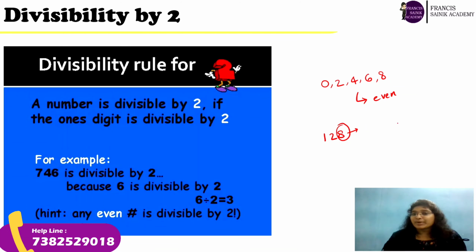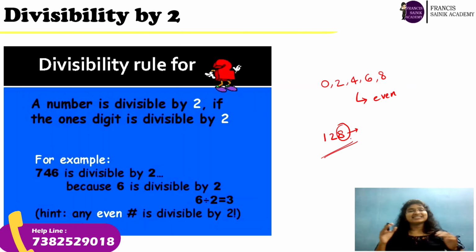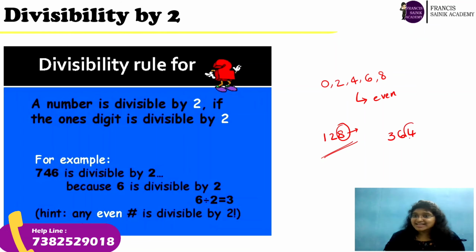So 128 is divisible by 2. One more example. 364. Yes, the last digit is 4. It is an even number. So 364 is divisible by 2.